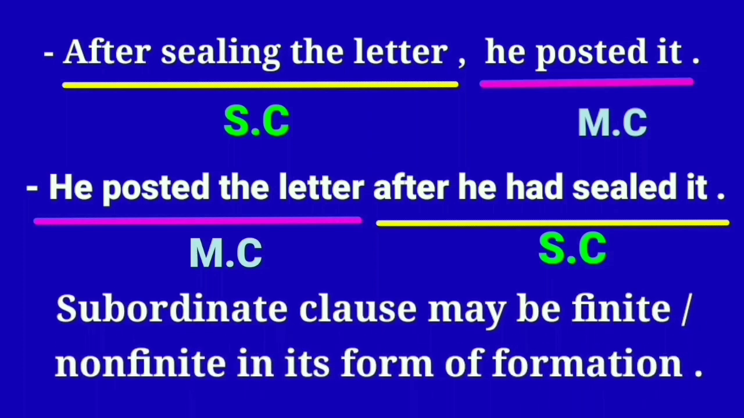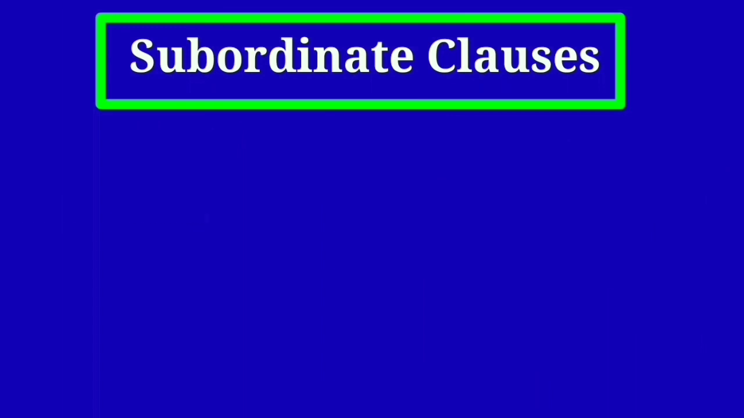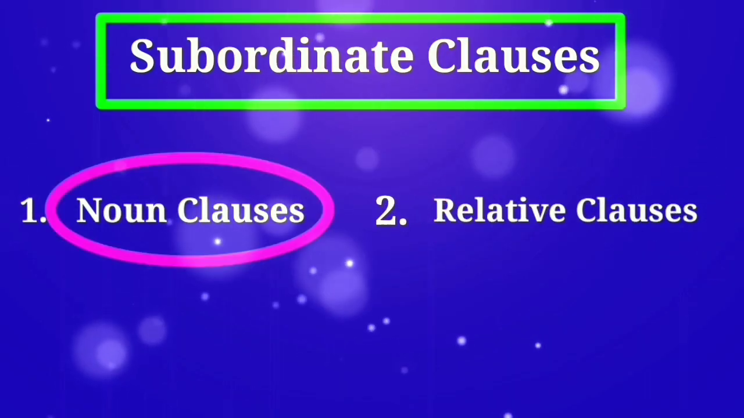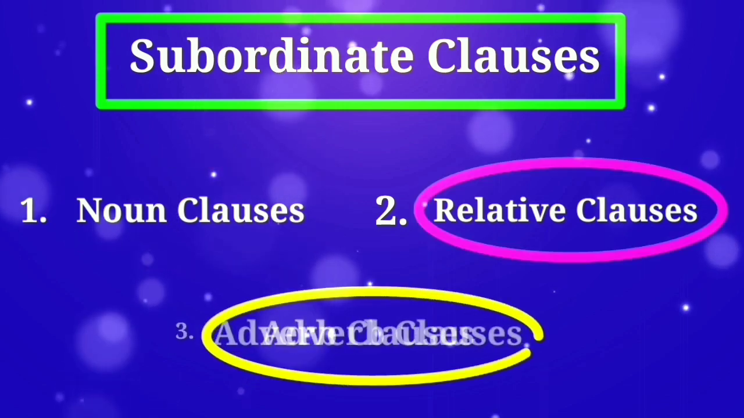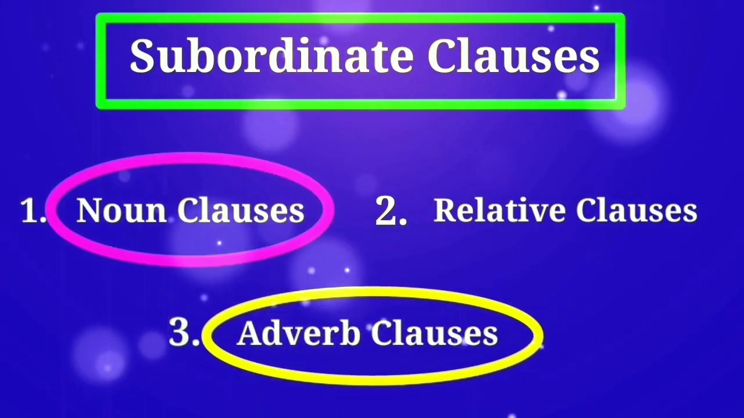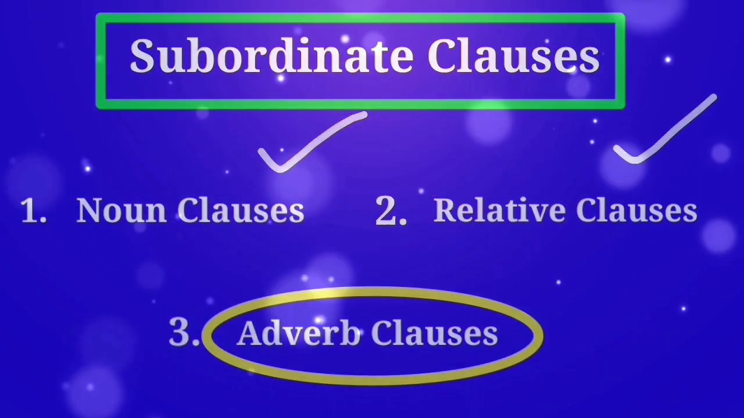A subordinate clause cannot remain alone. Subordinate clauses can be of three types. They are noun clauses, relative or adjective clauses, and the last one is adverb clauses. In this chapter, we are going to study only two clauses, noun clauses and relative clauses.